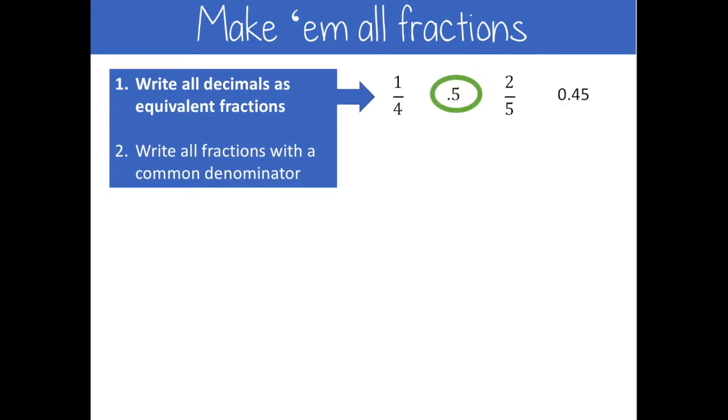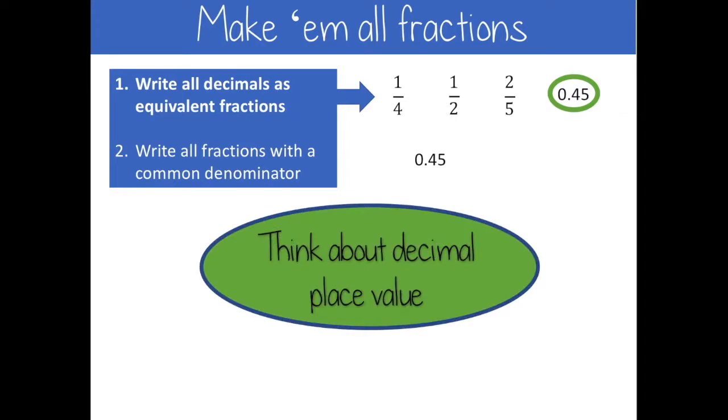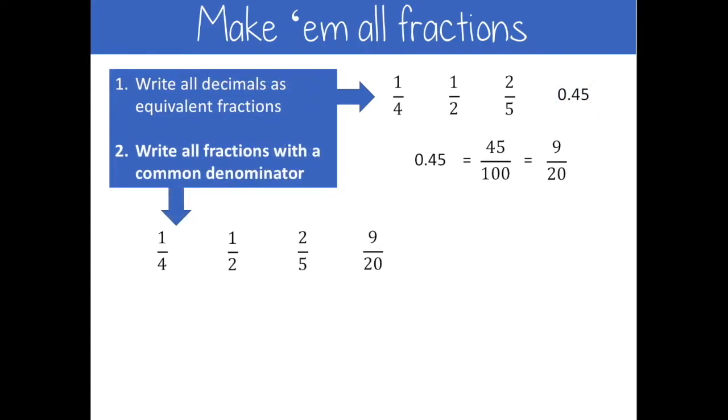The first one, 0.5, is relatively easy. That's 1/2. But this decimal, 0.45, well, it isn't quite as obvious. So how do we make that one into a fraction? Well, if you think about 0.45 and its decimal place value, you'll know that 0.45 is 45 hundredths. And there's your fraction. Of course, we need to reduce it, so then we would get 9/20ths, and voila, we've completed step 1. Now step 2 is to write all the fractions with the same denominator.